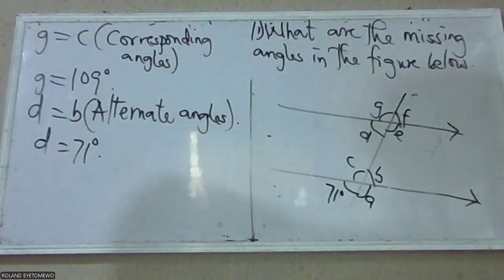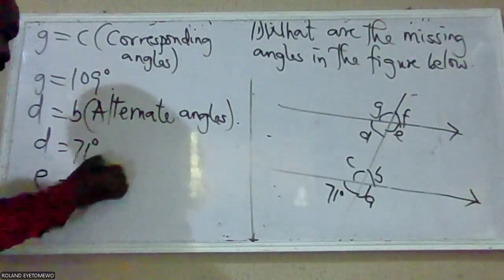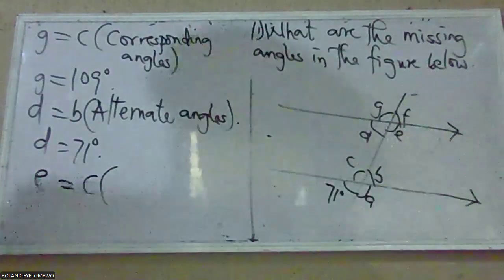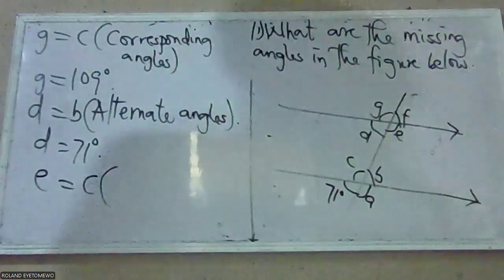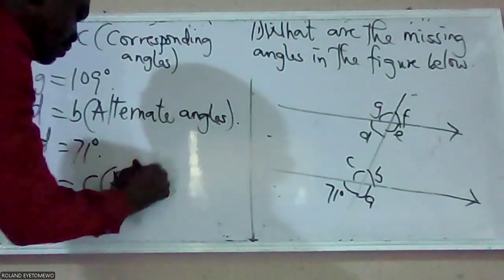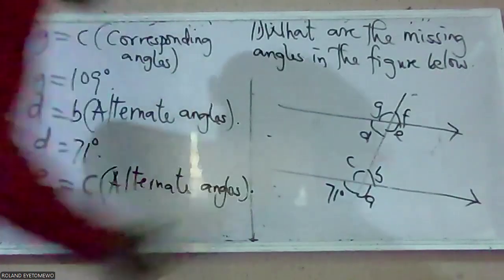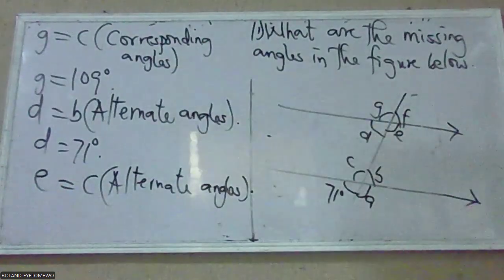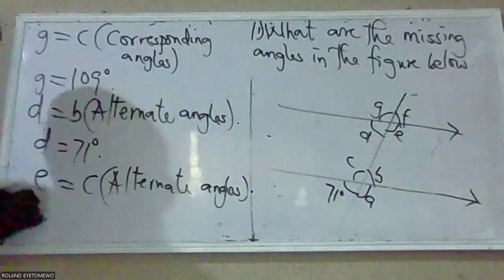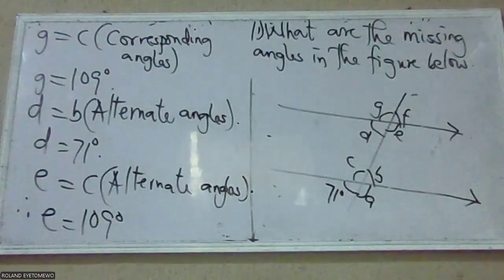Next angle we are looking at is E. E is equal to C. What's the reason? Alternate angles. Therefore, E is equal to 109 degrees.